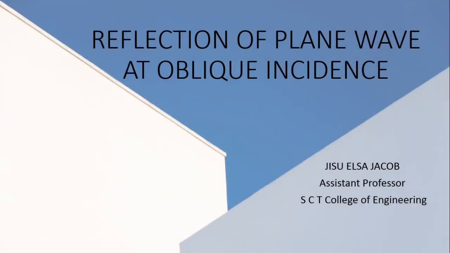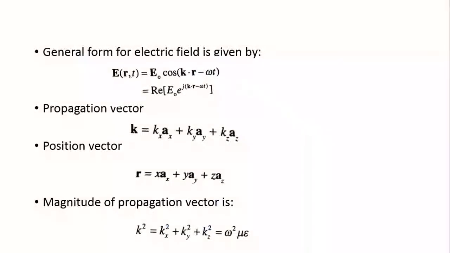Next topic is reflection of plane wave at oblique incidence. So the last topic was reflection of a plane wave at normal incidence, and now we can discuss reflection of plane wave at oblique incidence, a more general case. And for that we just need to know some basic formulas.